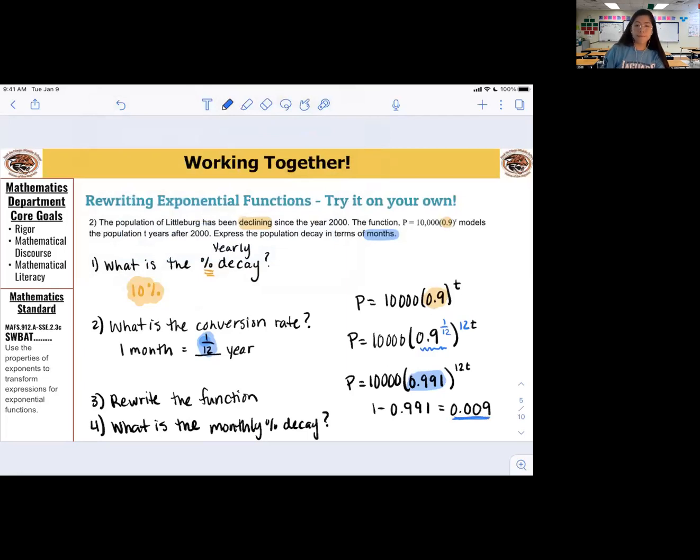So my percent decay, what is this number in percent form? 0.9%. So I started with 10% decay, and when I go down to months, it becomes much, much smaller, 0.9%.